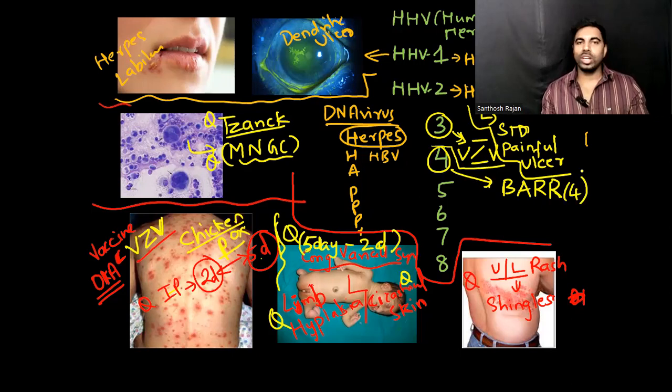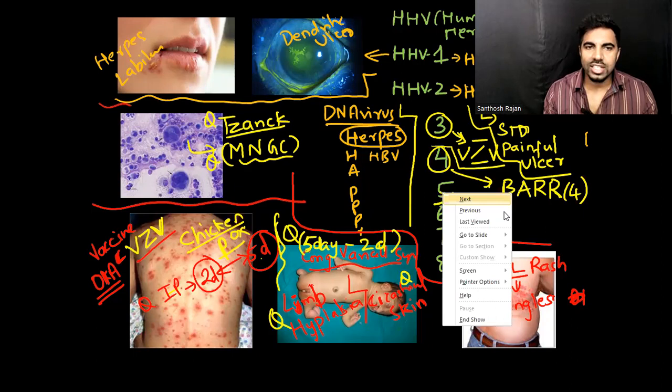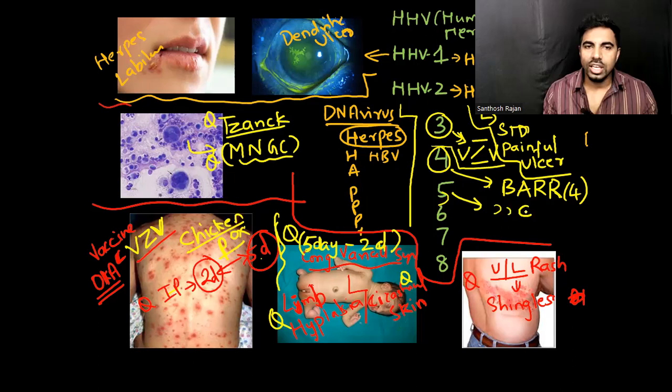How will you remember 5? Look at the 5, it looks like a C. Five as a C, like this C. So what will it be? CMV. CMV is number 5.